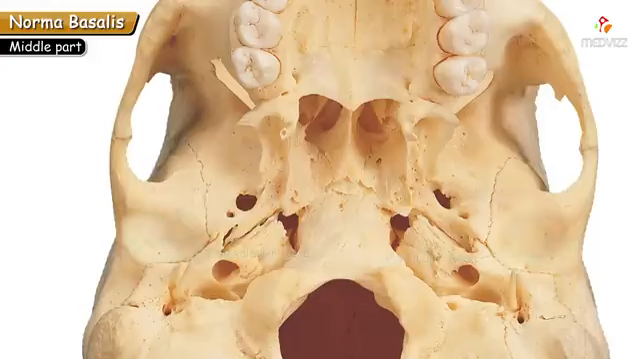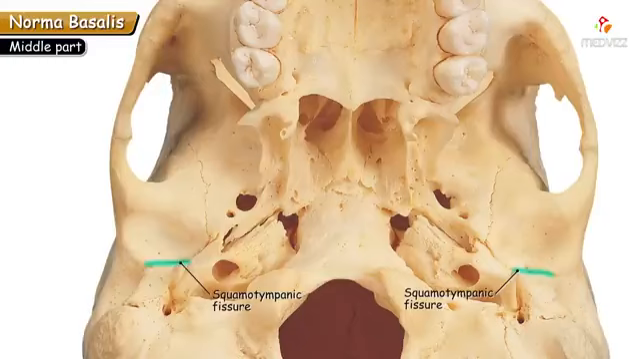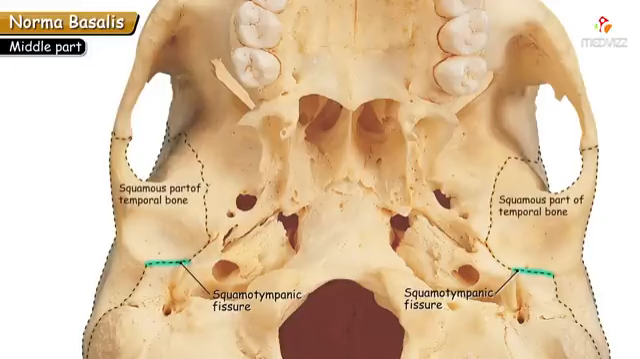Next we shall talk about the squamotympanic fissure. Fissure means a gap between the bones, which is a long gap, not like a foramen, which means a hole which is rounded. Fissure means a long gap. So the squamotympanic fissure is a gap present between the squamous part of the temporal bone and the tympanic part of the temporal bone.